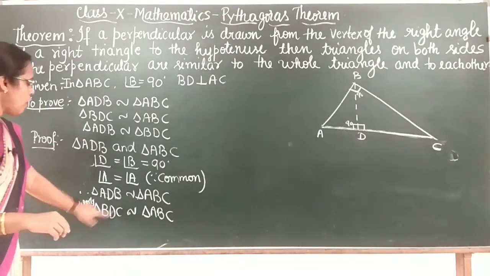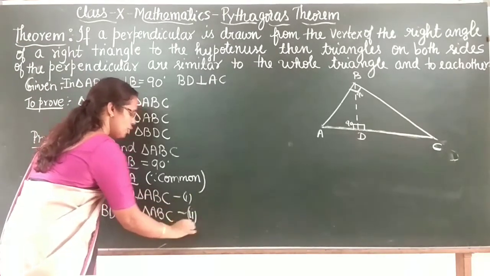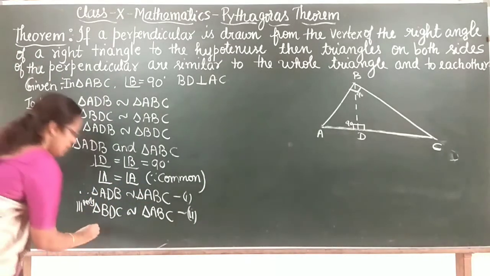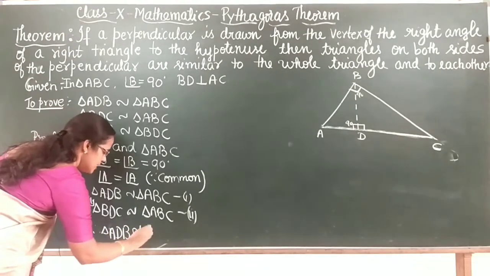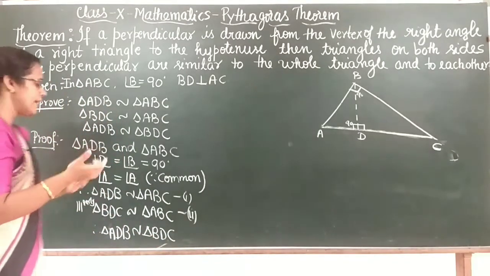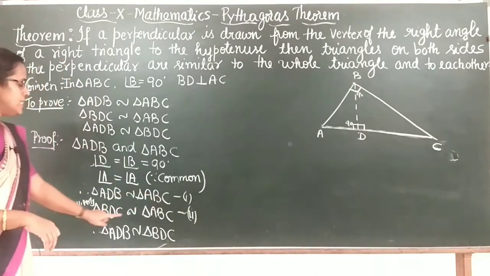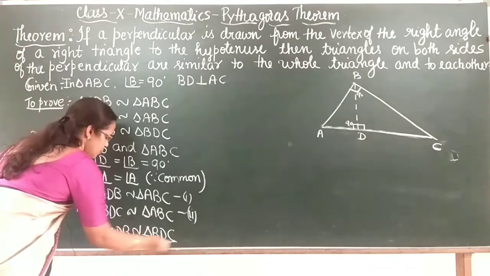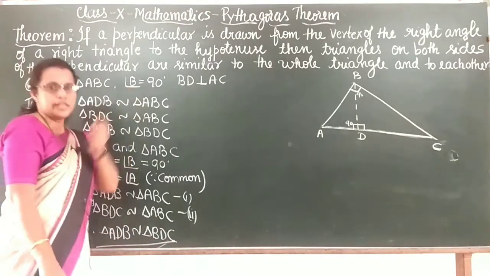Okay, so now from this 1 and 2, what can you say? This is 1 and this is 2. What can you say, children? Things which are equal to the same thing are equal to one another. Therefore, triangle ADB is similar to triangle BDC. Both the triangles are similar to each other. So ADB is similar to ABC, and BDC is similar to ABC. So these two triangles are also similar, and we can say this through the axiom, right, my children? So this is the proof of this theorem.